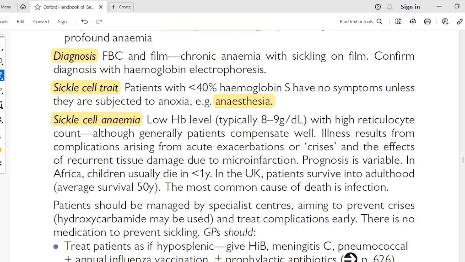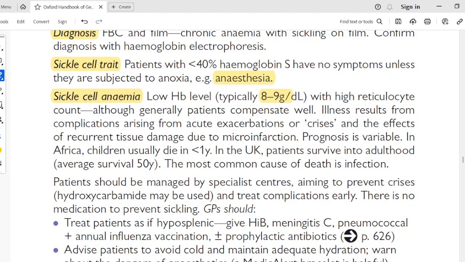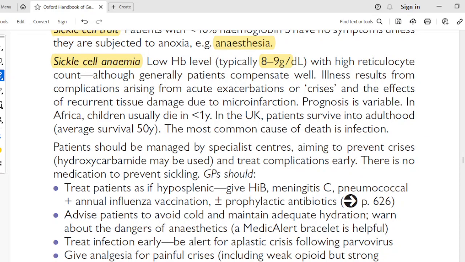Sickle cell anemia. Low hemoglobin levels, typically 8 to 9 grams, with a high reticulocyte count. Although generally patients compensate well, illness results from complications arising from acute exacerbations or crises and the effects of recurrent tissue damage due to microinfarctions. Prognosis is variable. In Africa, children usually die at less than 1 year. In the UK, patients survive to adulthood and the age of 50 years. The most common cause of death is infection.